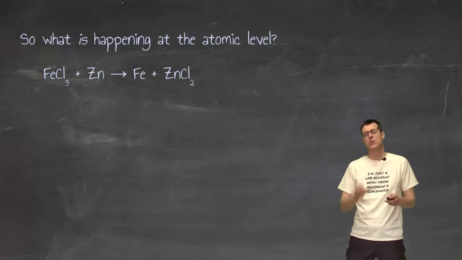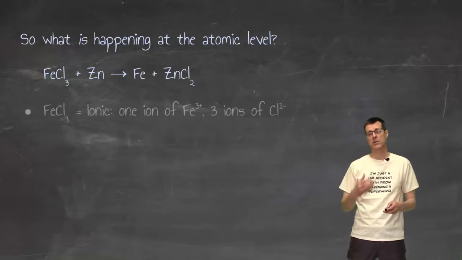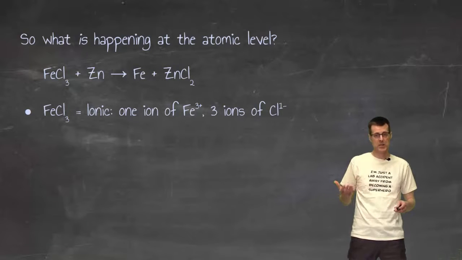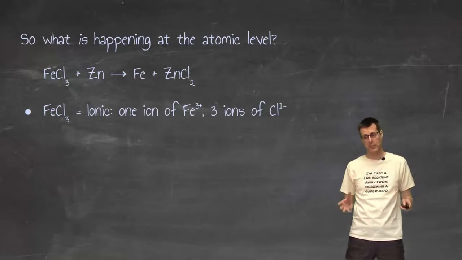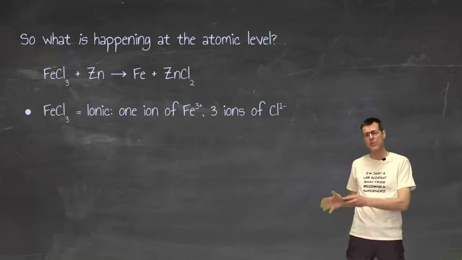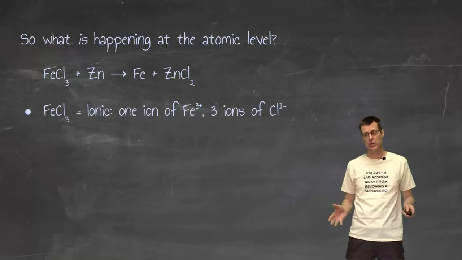But we want to actually start with that to say what actually is happening at the atomic level. So what we need to do is look at each one of those pieces of the reaction and break it down individually. So iron(III) chloride, FeCl3, is an ionic compound that has one ion of iron with a +3 charge and 3 ions of chlorine, or chloride I guess, each one with a -1 charge.